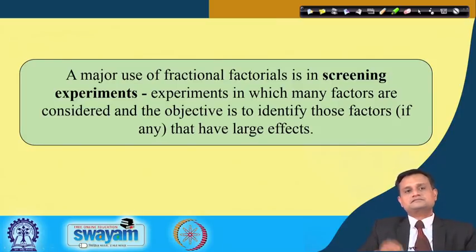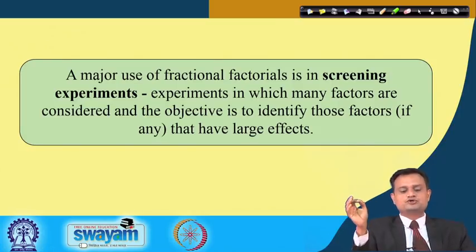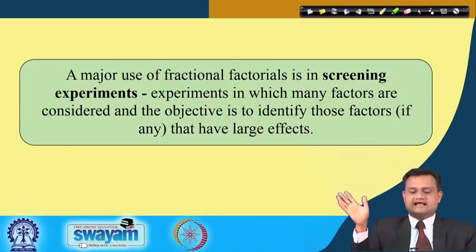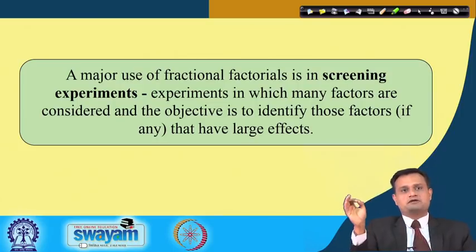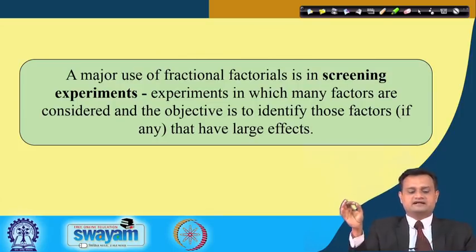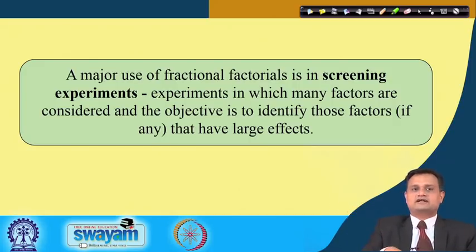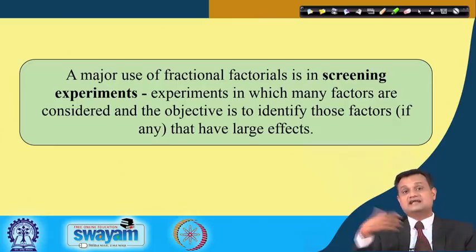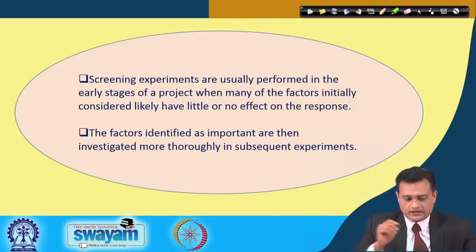Now, as I mentioned, a major use of fractional factorial is in screening experiments, in which many factors are considered, and the objective is to identify those factors, if any, that have large effects. So this is the screening experiment basically, usually performed in the early stage of the project when many of the factors initially considered likely have little or no effect on the response.